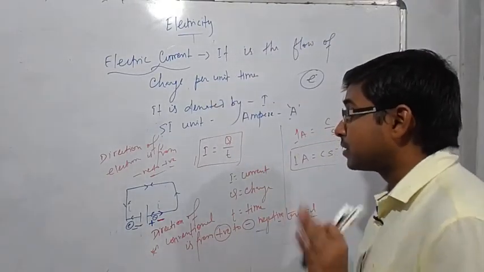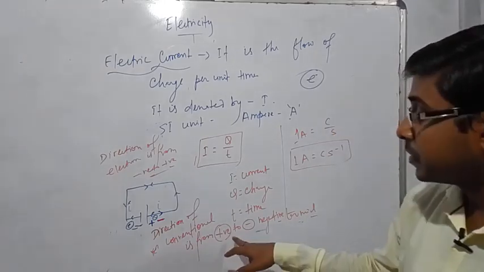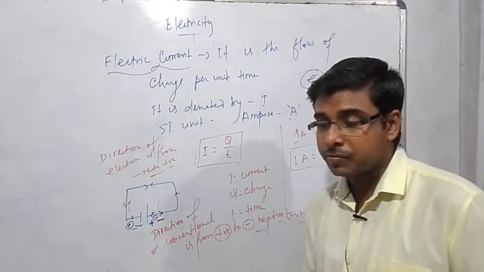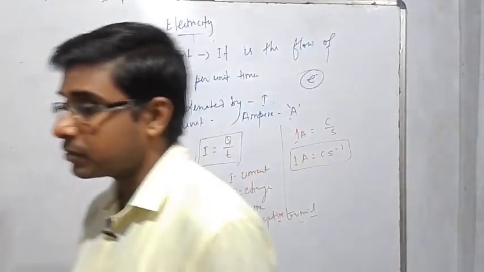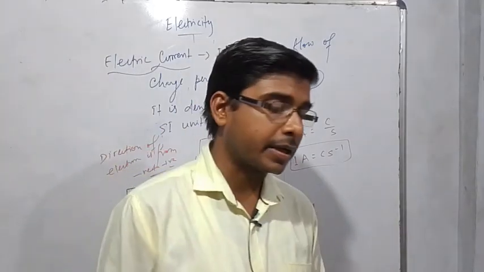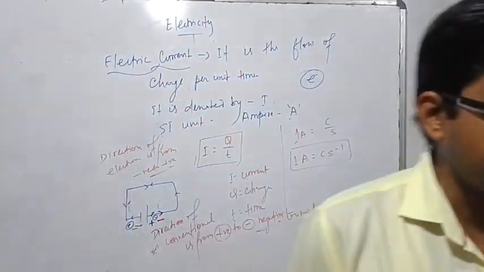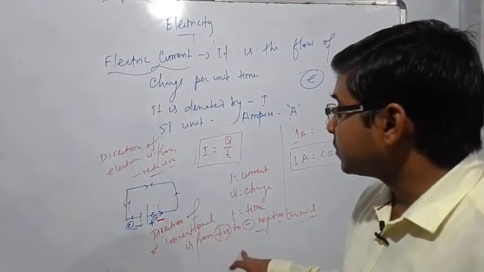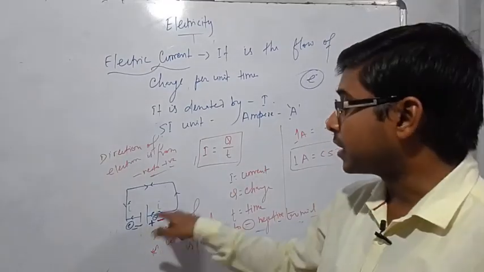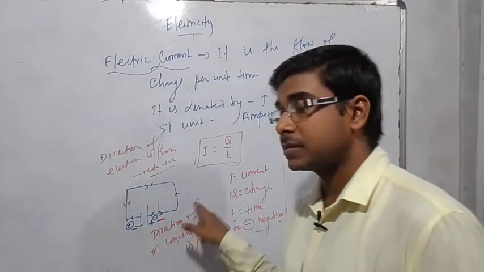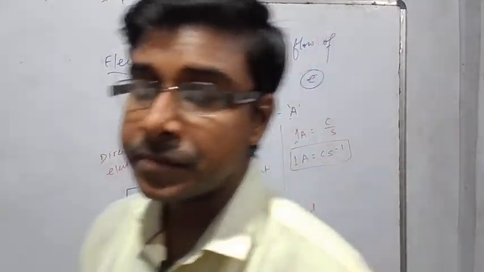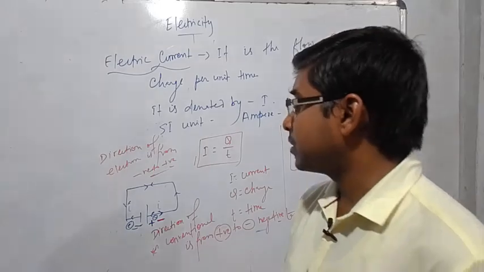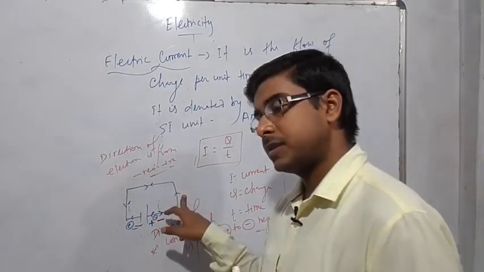Now, the direction of the conventional current is from the positive terminal to the negative terminal. You need to make a diagram, and when resistance and other topics come, you will need to draw diagrams. Whenever you draw diagrams, you need to mention the direction of the current. Just keep one thing in mind: in conventional current, the direction of current is from the positive terminal to the negative terminal. Similarly, the direction of electrons is from the negative to the positive terminal.